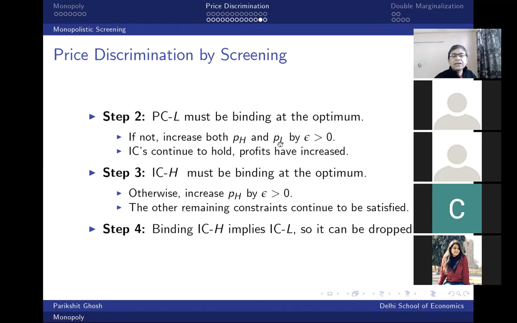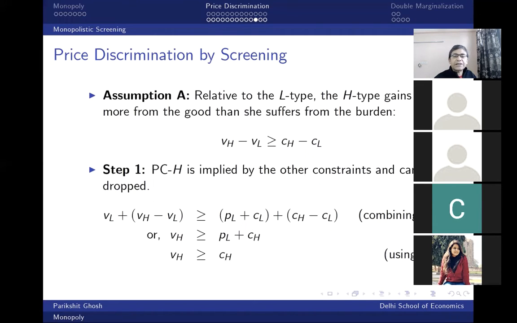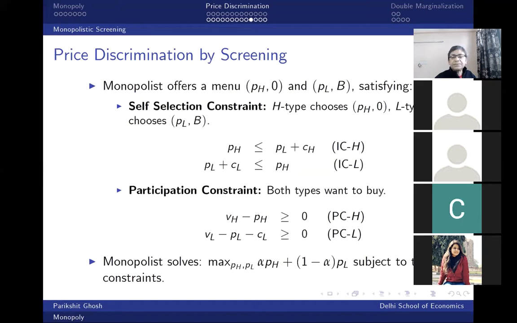So why is that? Well, if the PCL is not binding, then what the seller can do is increase both the prices, right? The full price and the discount price by a small amount, epsilon. That'll obviously increase his profits. And we can show that it continues to satisfy all the constraints. Let's go back and look at the constraints. PCH has been dropped, right? As we argued that it's a redundant constraint. So the three relevant constraints which remain are ICH, ICL, and PCL.